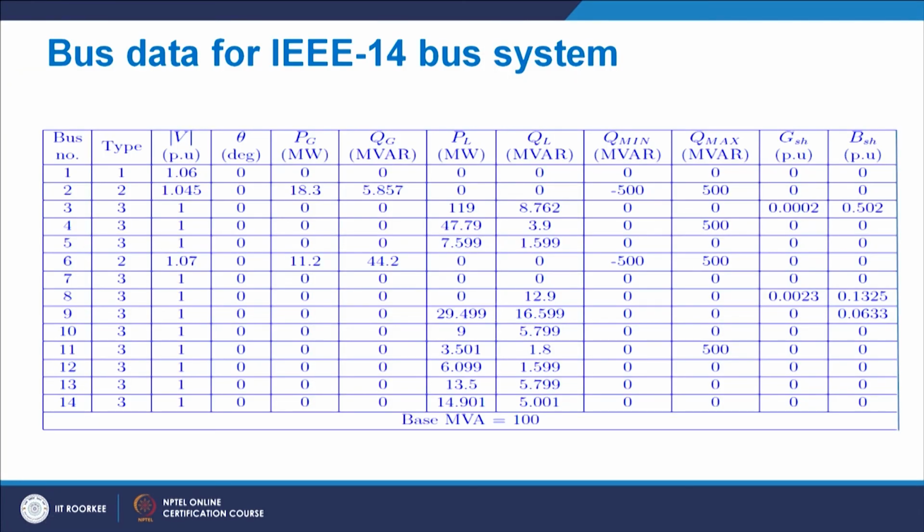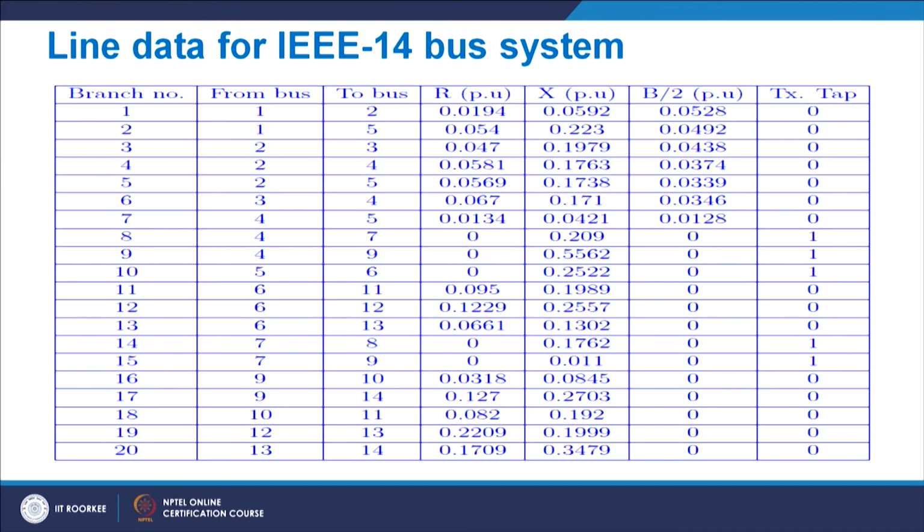What we are considering here is an IEEE 14 bus system. This is the line data, and this is the bus data. There are 14 buses. There are 3 generators at bus 1, bus 2 and bus 6, and the generator patterns and load patterns are given. And then there are also 20 lines.